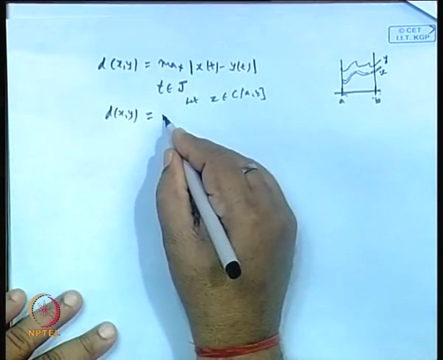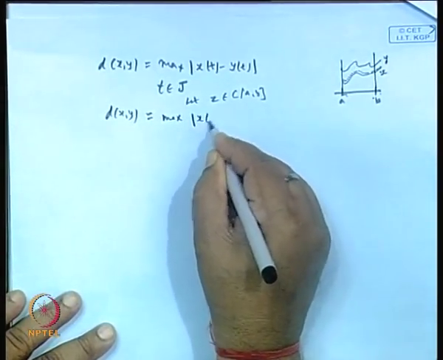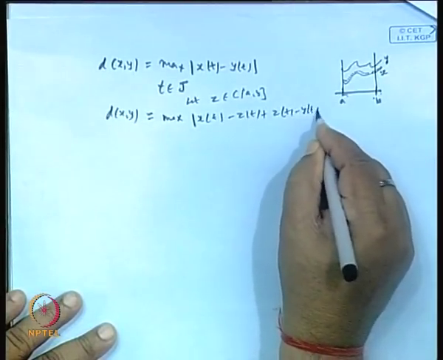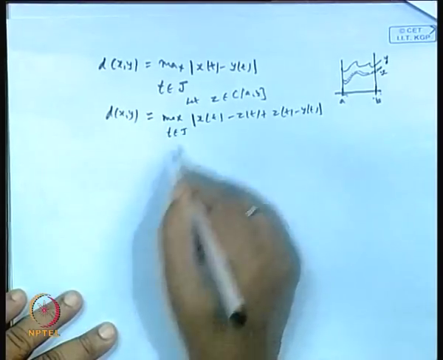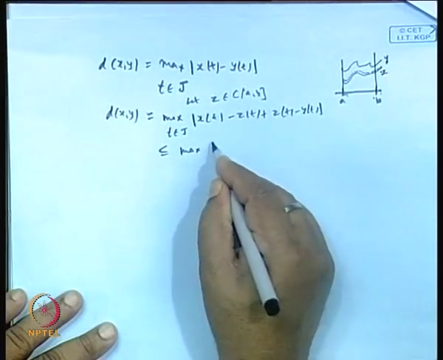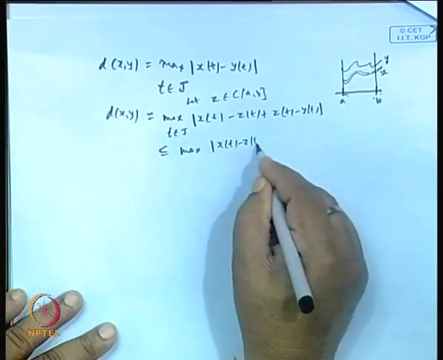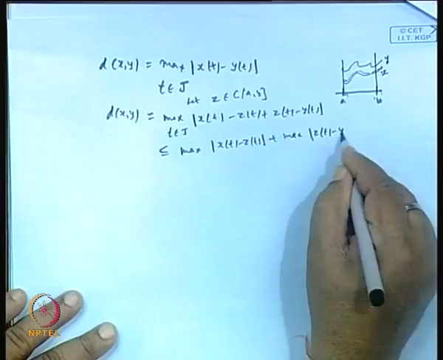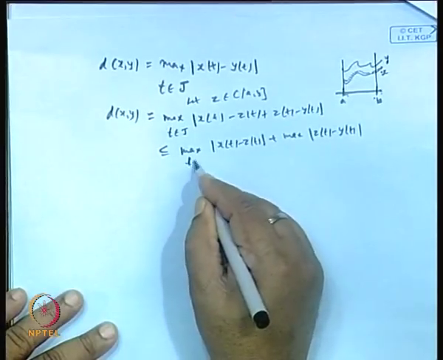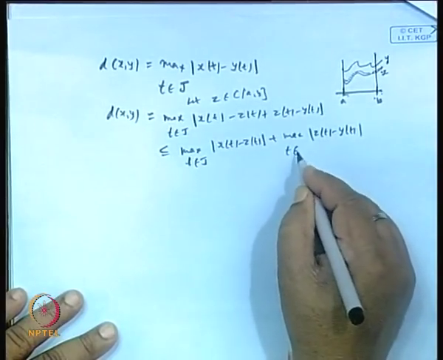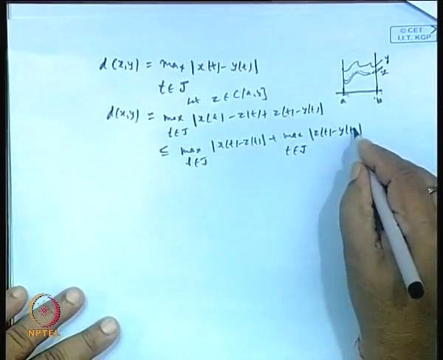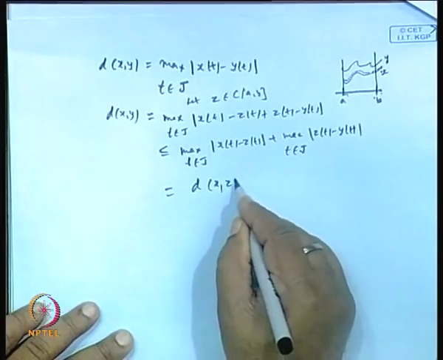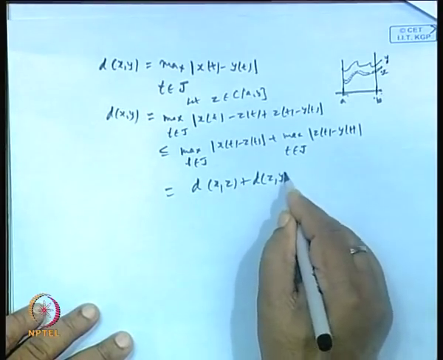and then find out this, |x(t) - z(t) + z(t) - y(t)|, and maximum is over t in J. Now, it is less than or equal to the maximum of this sum. Maximum is taken over t, t belongs to J, and like this. So, this is equal to d(x,z) and this one is equal to d(z,y).